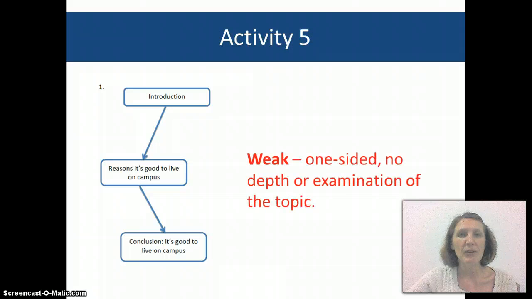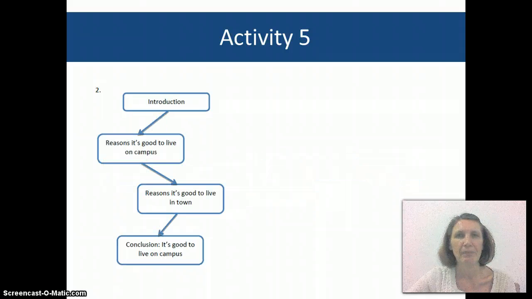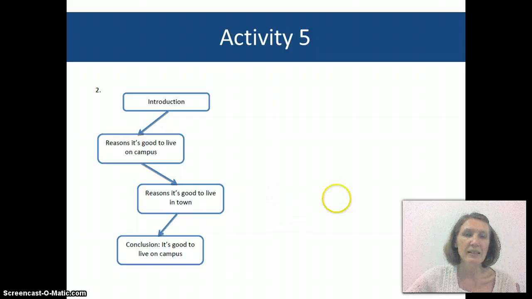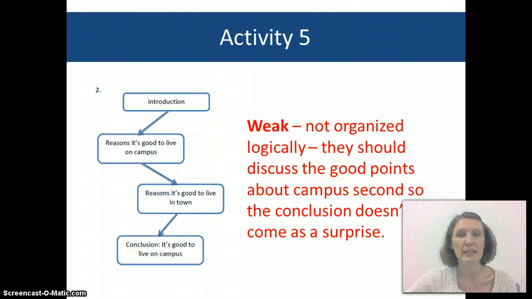Here are some activities that you can think about. If you have an introduction and you have that it's good to live on campus, and your conclusion is that it's good to live on campus, obviously that's weak. You haven't given the counter argument. You've only talked about why living on campus is positive. You haven't addressed the negative points to living on campus. Or you talk about the good reasons to live on campus and, look at here, the good reasons to live in town. Well, this is still weak because you've only mentioned the good points. You haven't mentioned any of the bad points about living on campus and living off campus in town.